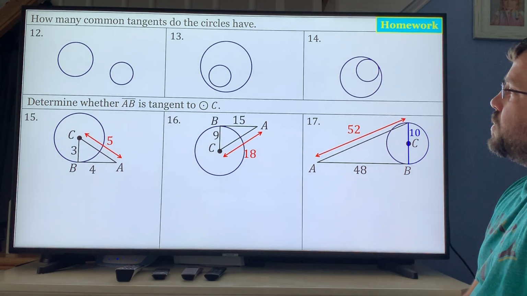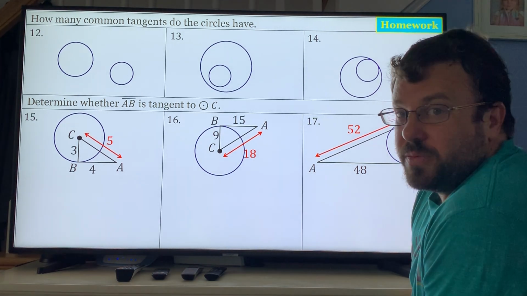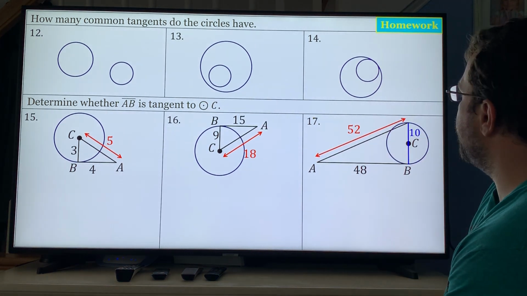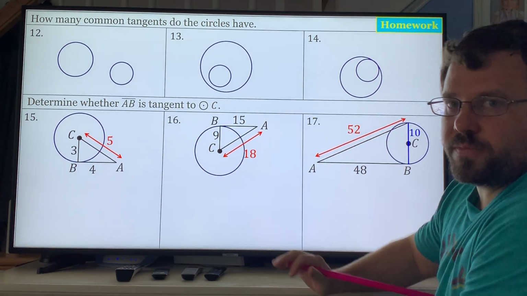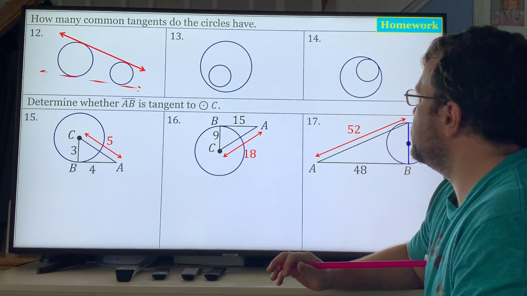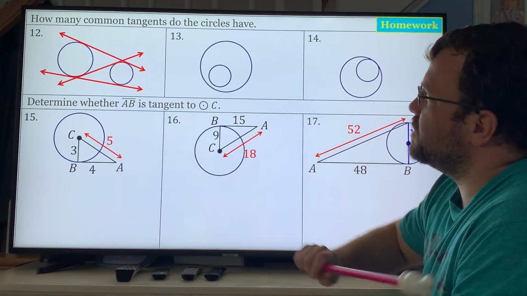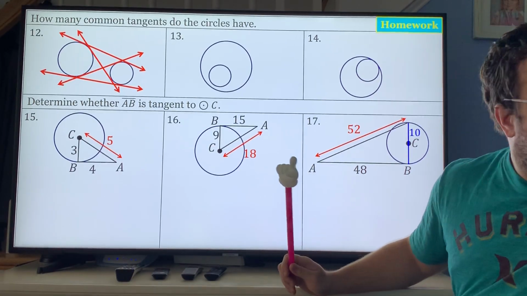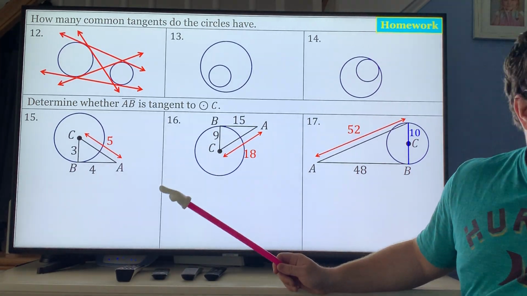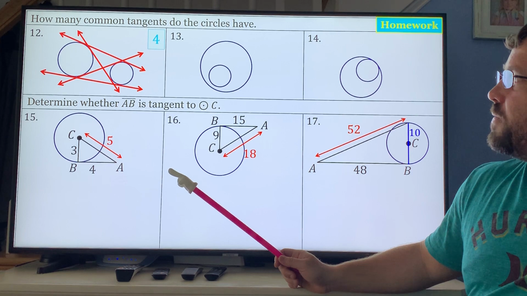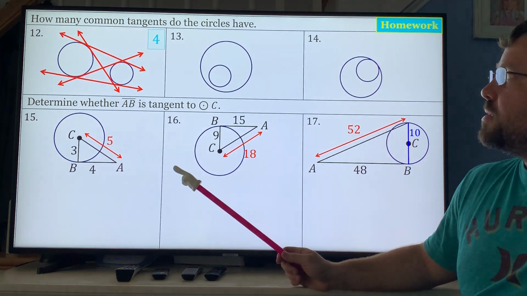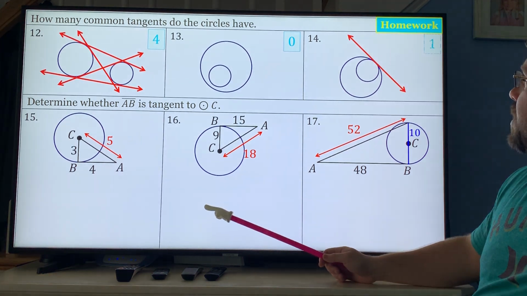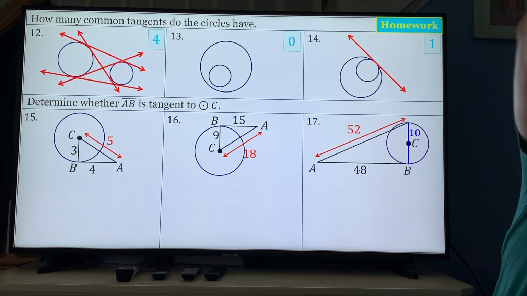All right. 12 through 17. Finish up these homework problems. Draw the common tangent lines, and say how many they have. So first one, number 12. You should have gotten 1, 2, and then the crisscross, 3, 4. Problem 13. You should have had 4. 0. And for problem 14, you should have had 1.